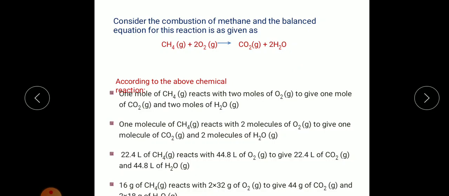Okay, so you need to know, when you have a chemical equation, how many moles are reacting with how many moles of other substances, then what volume is occupied, and what the weight in grams is. This can be found from the molecular mass.